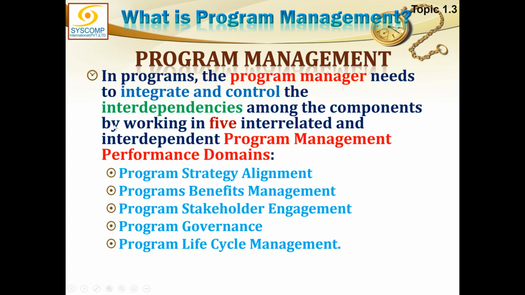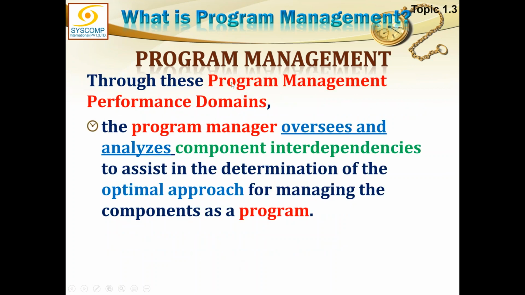So, how do we do that? By working in 5 interrelated and interdependent program management performance domains, which we have already been introduced to. That is strategy alignment, benefit management, stakeholder engagement, governance, and life cycle management. Through these program management performance domains, the program manager oversees and analyzes component interdependencies to assist in the determination of the optimal approach for managing the components as a program.